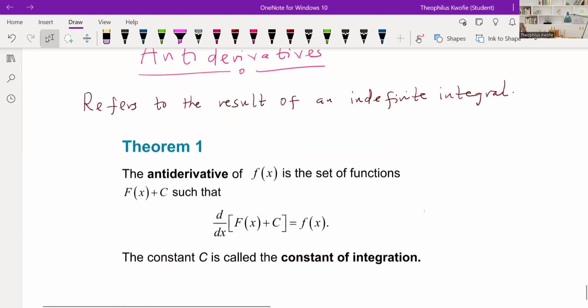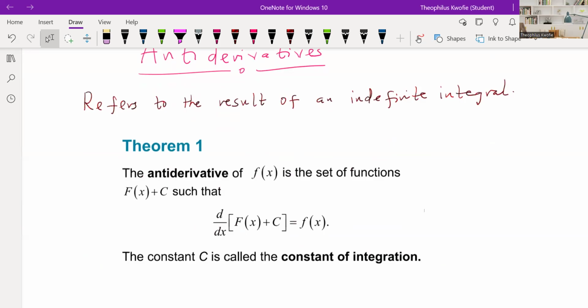Now, there's an interesting theorem that I would want us to talk about. What is the theorem about? We claim that the antiderivative of the function f of x is a set of functions, big F of x plus c, such that anytime we take the derivative of that, we get the original function back. That is so important.